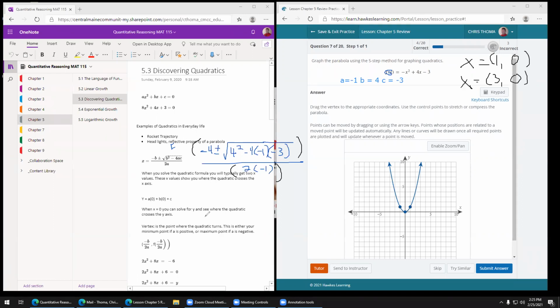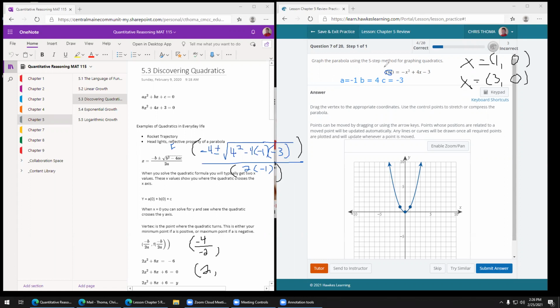So now, what Hawks wants us to do, we have to put the vertex in first. We come down here and we have our vertex formulas. So for the x coordinate, it's -b over 2a. So for x coordinate here, this is going to be -b, so -4 over 2a. So 2 times -1 is -2. So -4 divided by -2 is just 2.